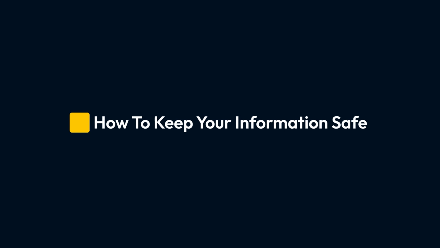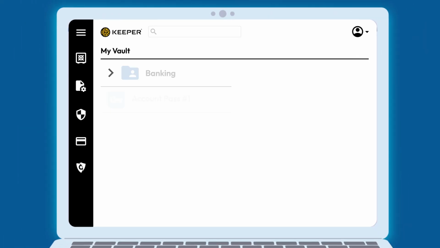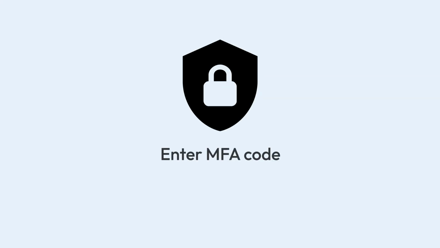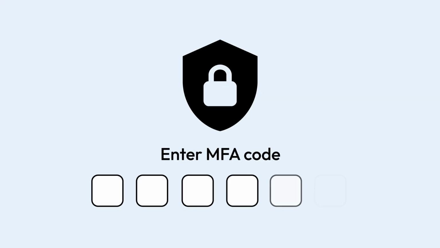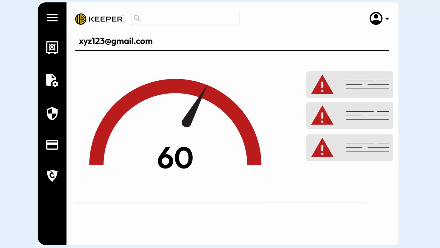Whether you're on the deep web or staying far away from the dark web, here's how to protect your information. Use strong, unique passwords for every account and keep track of them securely with a password manager. Enable multi-factor authentication whenever possible to add an extra layer of protection. Subscribe to dark web monitoring to check if your personal data has been leaked.